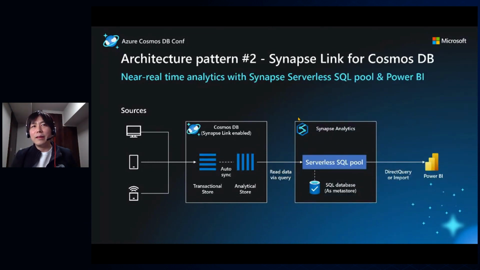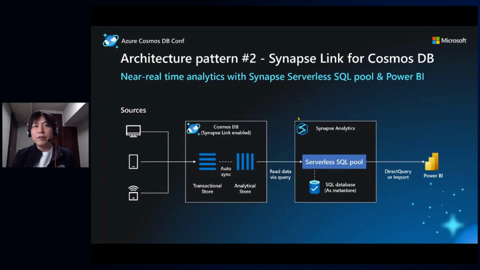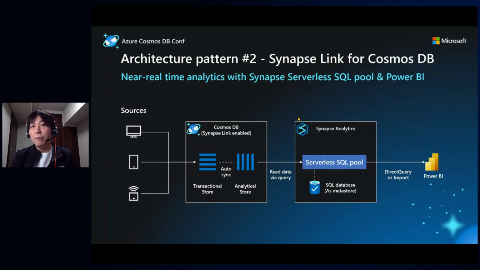The second pattern is near real-time analytics using Synapse Link for Cosmos DB. This pattern uses Synapse Serverless SQL Pool and Power BI. The arrows in the diagram show the flow of data. Source data is stored in transactional store of Cosmos DB and automatically synchronized to analytical store. Serverless SQL Pool can recognize the data in analytical store as SQL views.